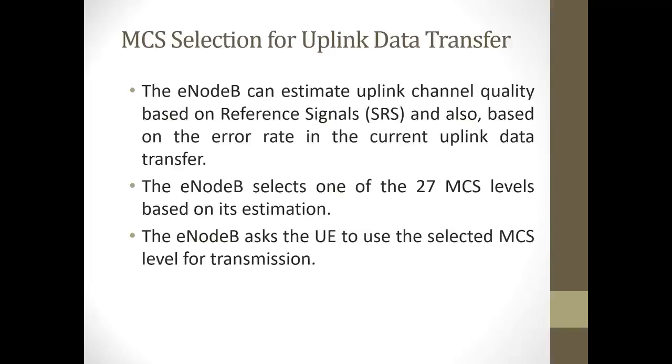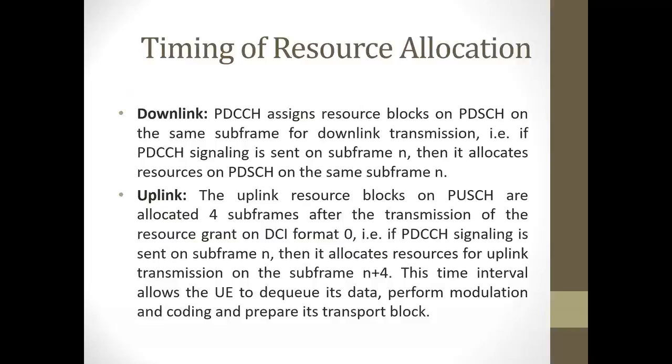Okay. The first few symbols are consumed for the control region, so it's in the downlink. The PDCCH instance in the downlink control part instructs the UE to use particular resource blocks for uplink transmission. That PDCCH instance also includes the MCS level to use. The eNode B selects the MCS level and asks the UE to use that particular MCS level.